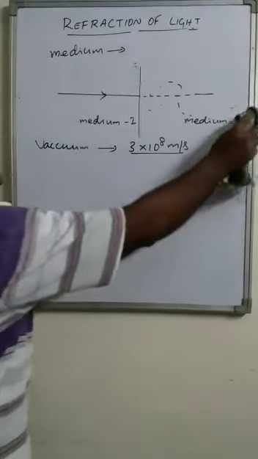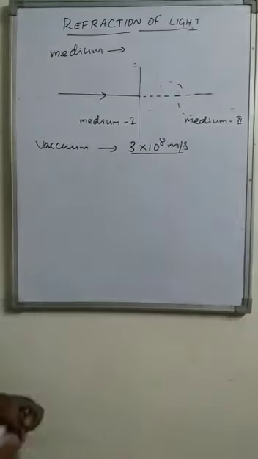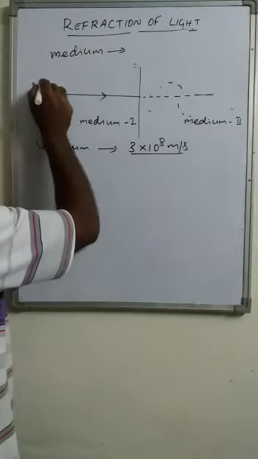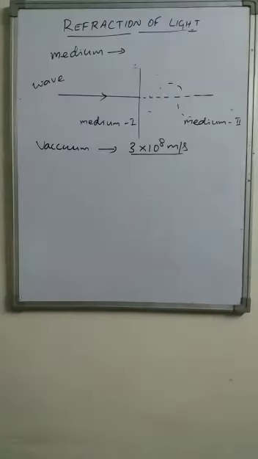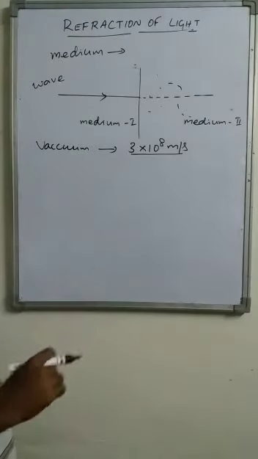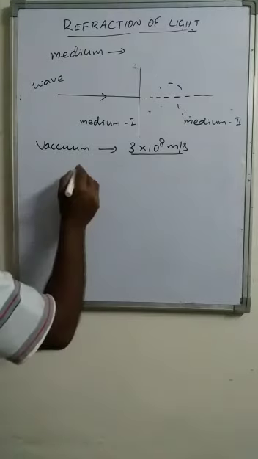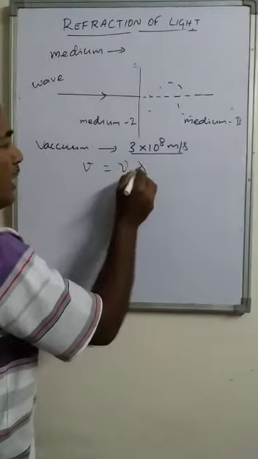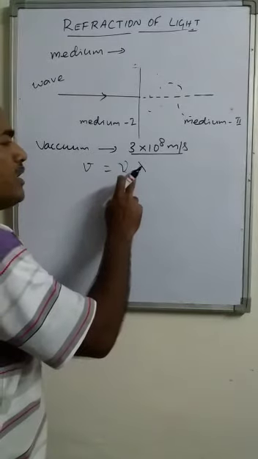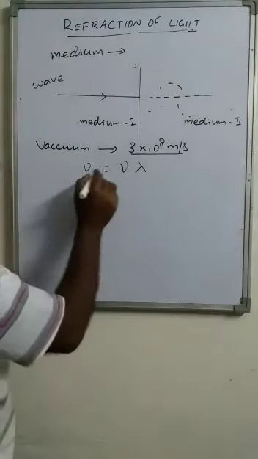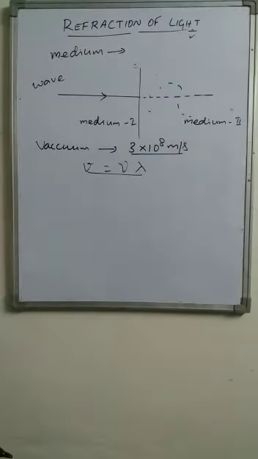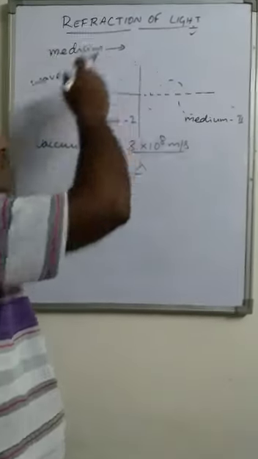Now, the light travels with this speed, and light also has the property of a wave. In class 9th, we discussed a relation for a wave, that is v equal to nu lambda. You could remember this relation: velocity is equal to frequency into wavelength. And this relation is also applicable for light because light also has the property of a wave.